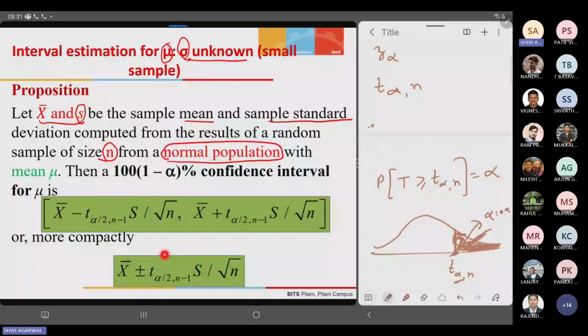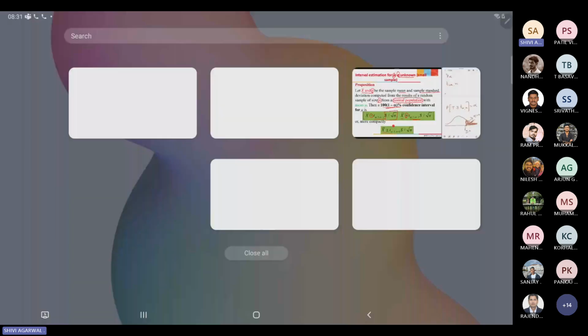That is very important. So the 100 times 1 minus alpha percent confidence interval can be written as x bar minus T alpha by 2 with n minus 1 degrees of freedom multiplied by s by root n. Similarly, x bar plus the same term. The difference is that the left bound is minus and the right bound is plus. So it is plus or minus the margin of error. What is the margin of error? T alpha by 2 with n minus 1 degrees of freedom times s upon root n. More compactly, x bar plus or minus T alpha by 2, n minus 1, s upon root n.